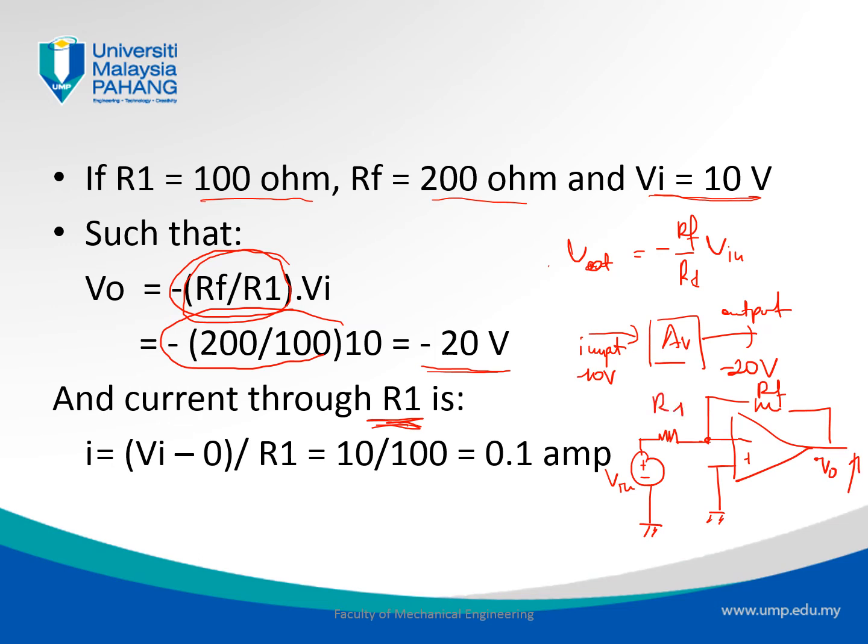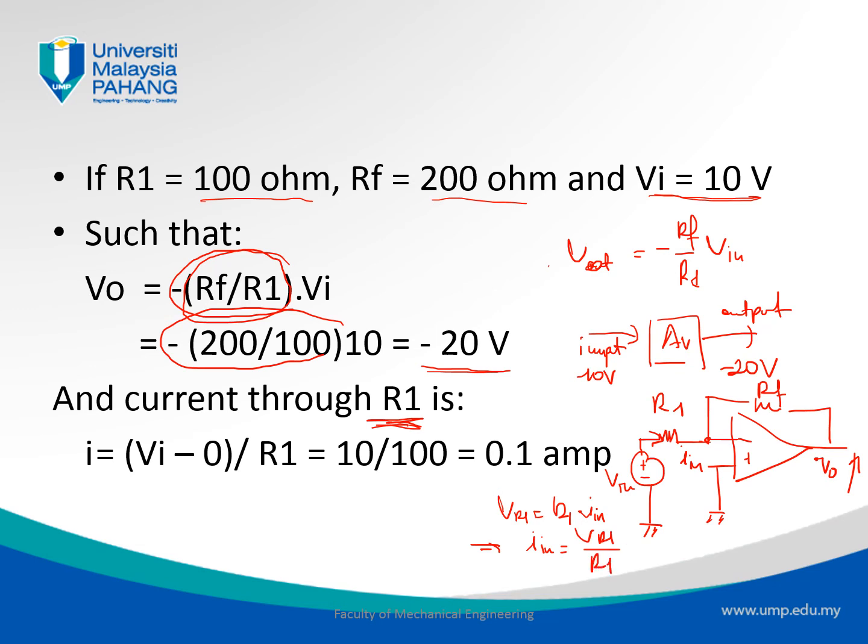So this is R1. If you want to calculate the current here, I in, the current that goes across R1, what we need to do is just Ohm's law. So we know that V R1 equals R1 multiplied by I in. Therefore, if we want to find I in, it equals simply VR1 divided by R1, right?